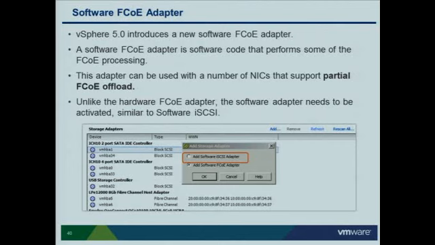So FCoE. In vSphere 5, we introduced the software adapter. Okay? Much in the same way that you would select the iSCSI adapter, same sort of screen if you're going to add a storage adapter. The benefit of this is, if you can team it up with certain devices that have FCoE offloading, you can reap that benefit as well.